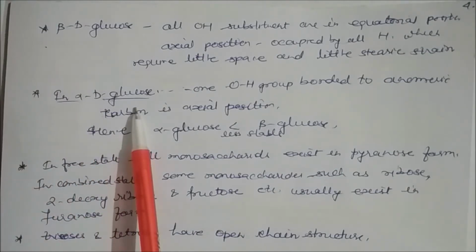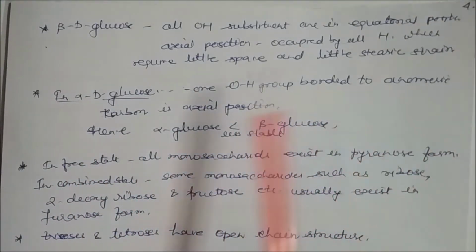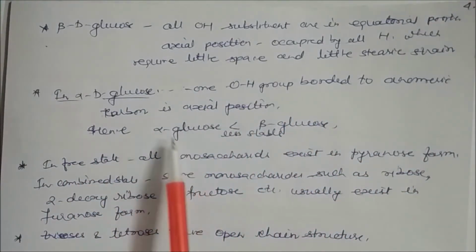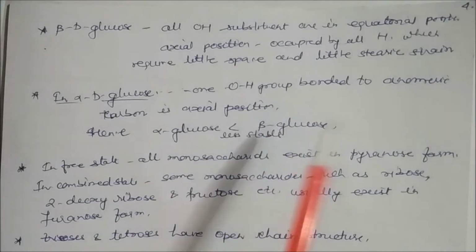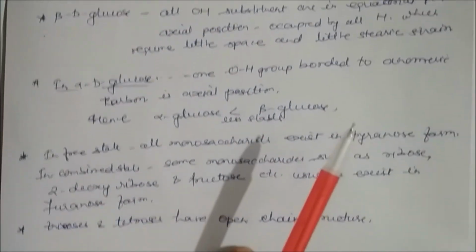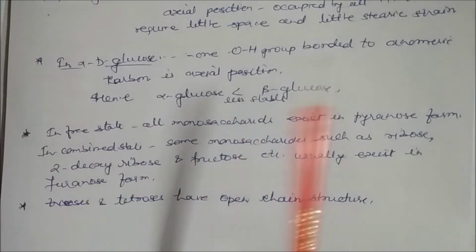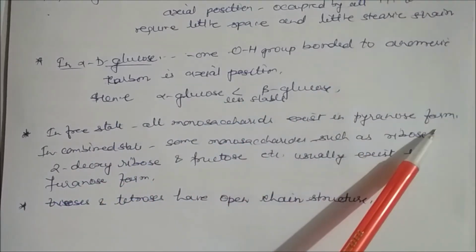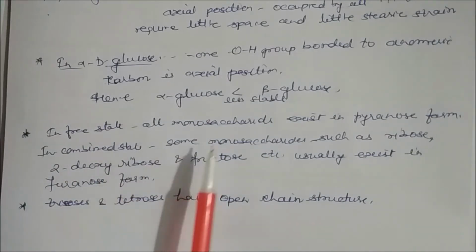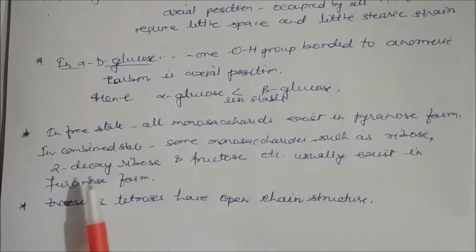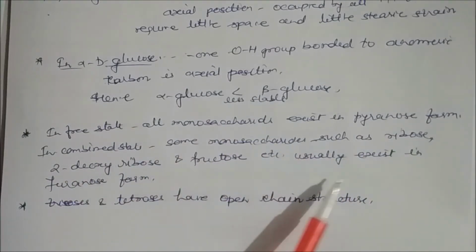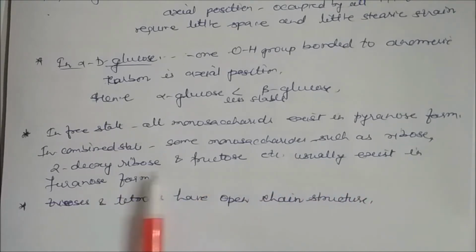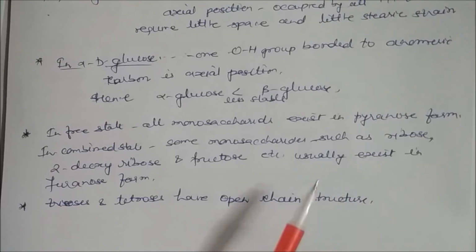While in alpha D-glucose, one OH is bonded to the anomeric carbon in axial position, and alpha glucose is less stable than beta glucose. We already discussed all these things, so this is just for your revision. In the free state, all monosaccharides exist in pyranose forms, while in the combined state, some monosaccharides such as ribose, 2-deoxyribose, and fructose usually exist in furanose form. Triose and tetrose have open chain structures.